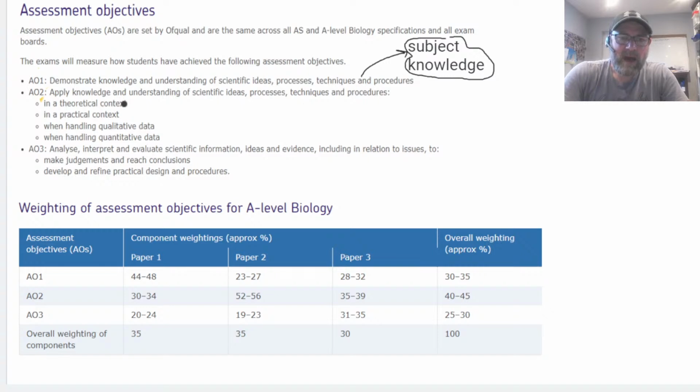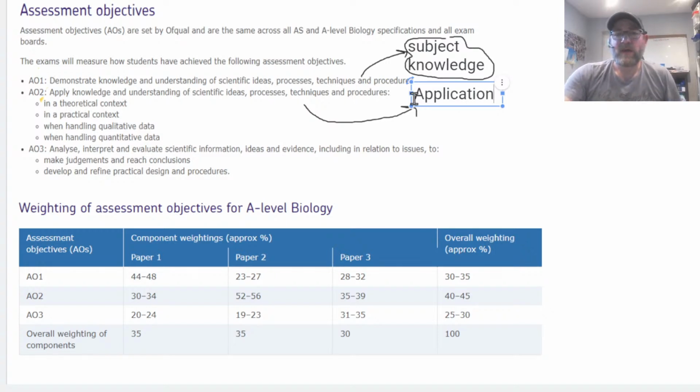Basically, your subject knowledge. And then AO2 is applying your subject knowledge. And you might say, well, what is application of your subject knowledge? So if you think of enzymes, which you did at GCSE, what's your knowledge on enzymes? You can probably all tell me, oh, enzymes have an active site. They fit like a lock and key with a substrate. That's subject knowledge. But if I get you to interpret a graph and say, explain why the graph's going down after 40 degrees, and you say, the enzymes have denatured, now you're applying your subject knowledge.